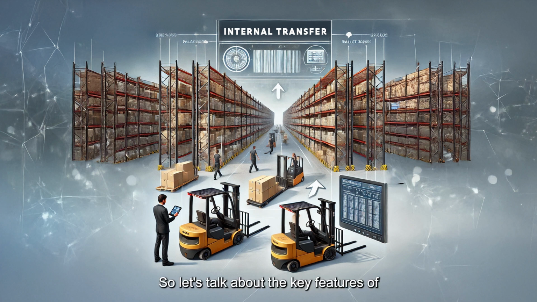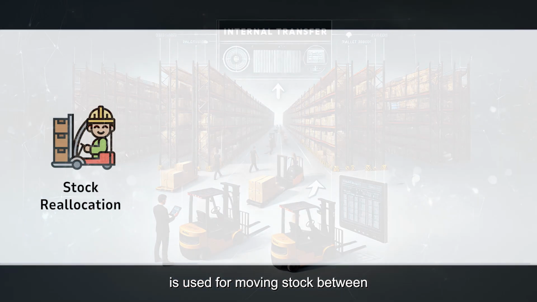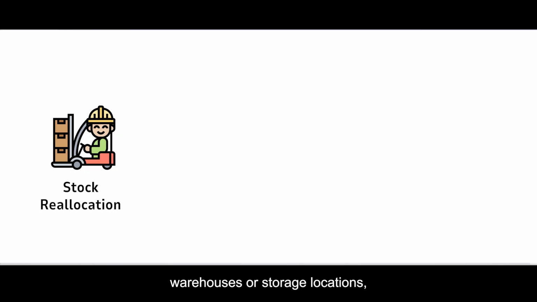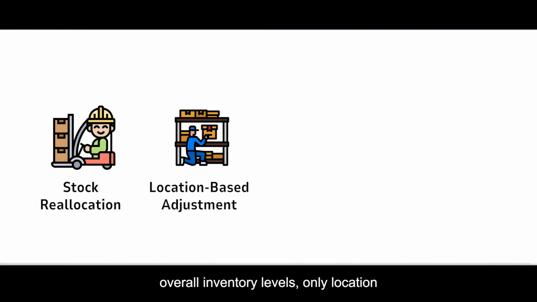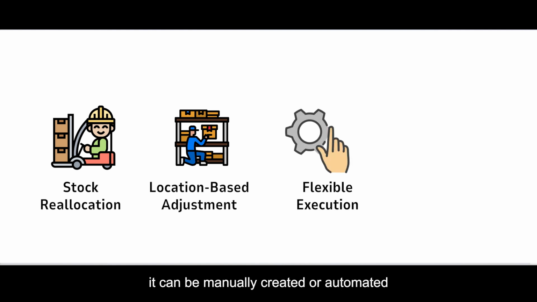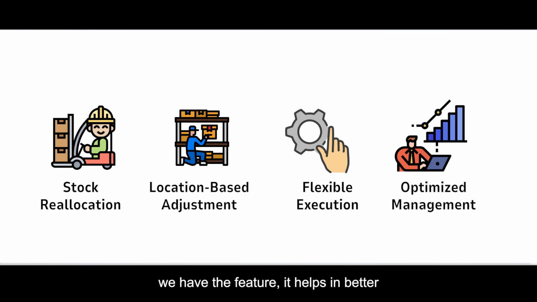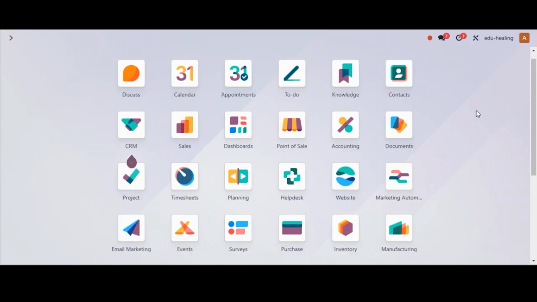So let's talk about the key features of internal transfers. Starting with, it is used for moving stock between warehouses or storage locations. Next, it does not affect the overall inventory levels, only location specific stock. Next, it can be manually created or automated via the reordering rules. And lastly, it helps in better stock organization and warehouse efficiency.